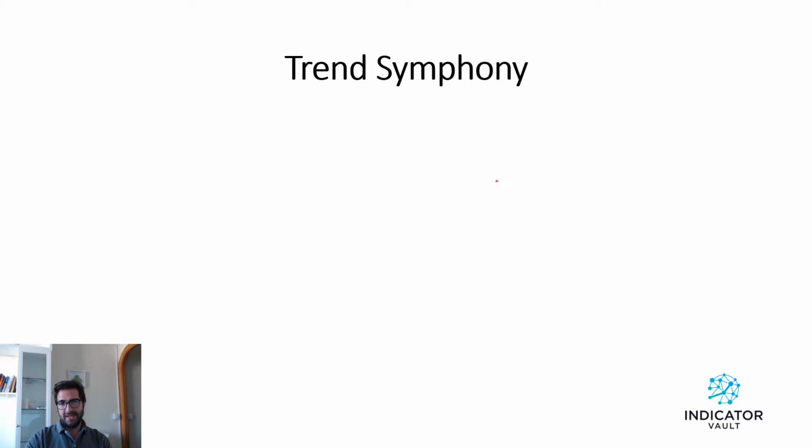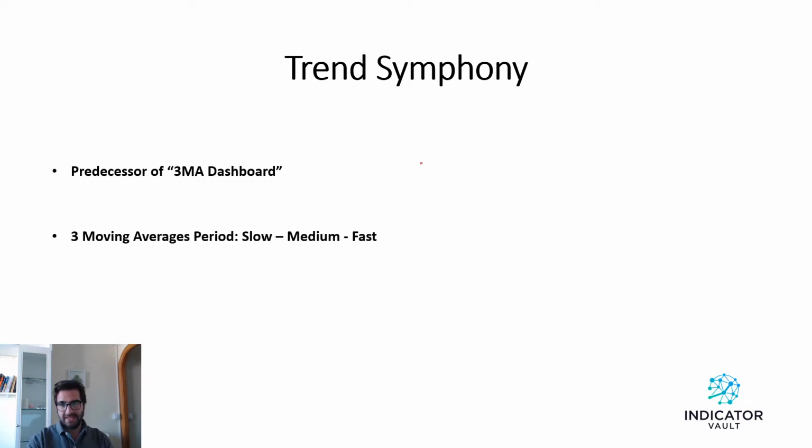Trend Symphony. Trend Symphony is the previous indicator, or the one before our 3MA dashboard that we are launching today. Today we are launching 3MA dashboard. Trend Symphony is the predecessor of 3MA dashboard. How does this Trend Symphony work? The Trend Symphony uses 3 moving averages, which are 30, 50 and 100, the slow, medium and fast.